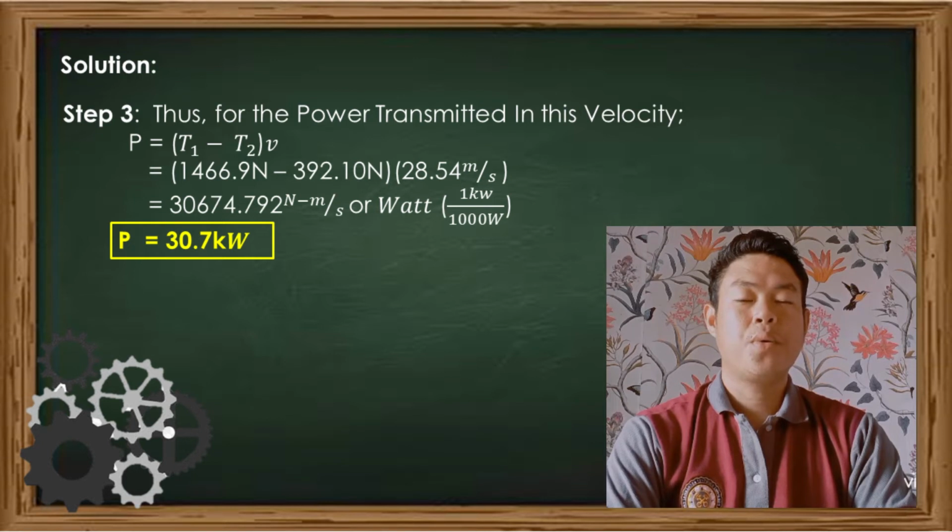For T1, 1,466.9 Newton minus, for T2, 392.10 Newton, multiplied by velocity 28.54 meter per second, and the answer is 30,674.792 Newton meter per second. Multiplied by 1 kilowatt over 1000 watts and cancelling watts, the final answer is P equals 30.7 kilowatts.